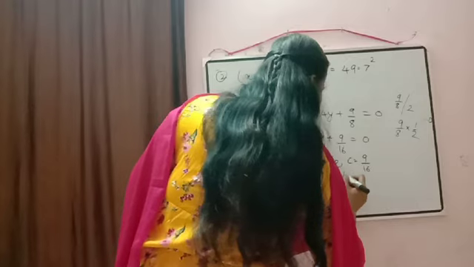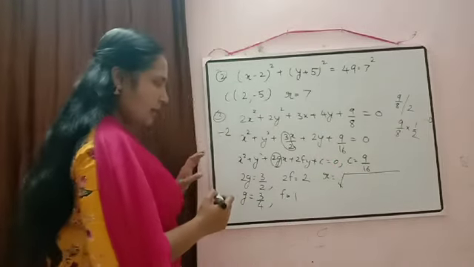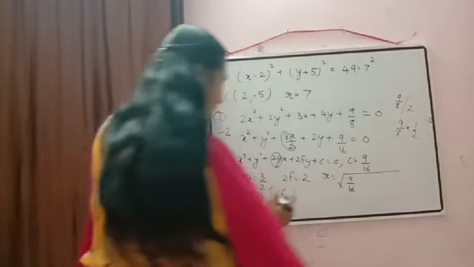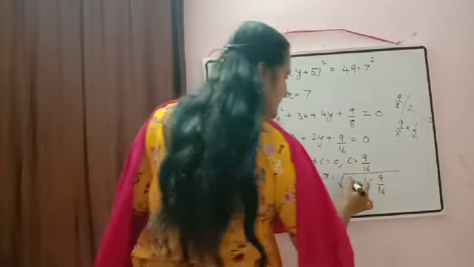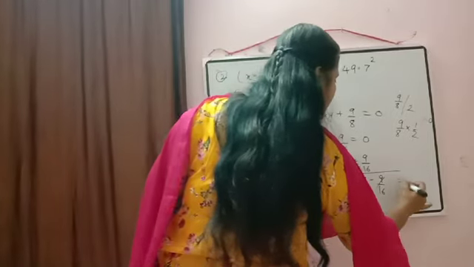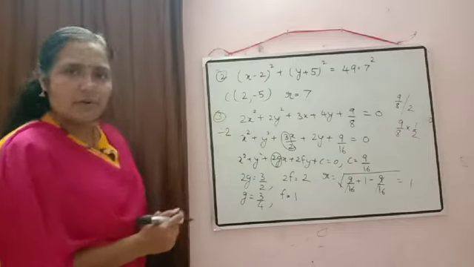Okay. Now radius we have to calculate. We know the formula. Radius is equal to square root of g square plus f square minus c. So g square will be equal to 9 by 16, plus f square, that will be equal to 1, minus c, so minus 9 by 16. So 9 by 16 and 9 by 16 will get cancelled. We will get the radius is equal to 1.